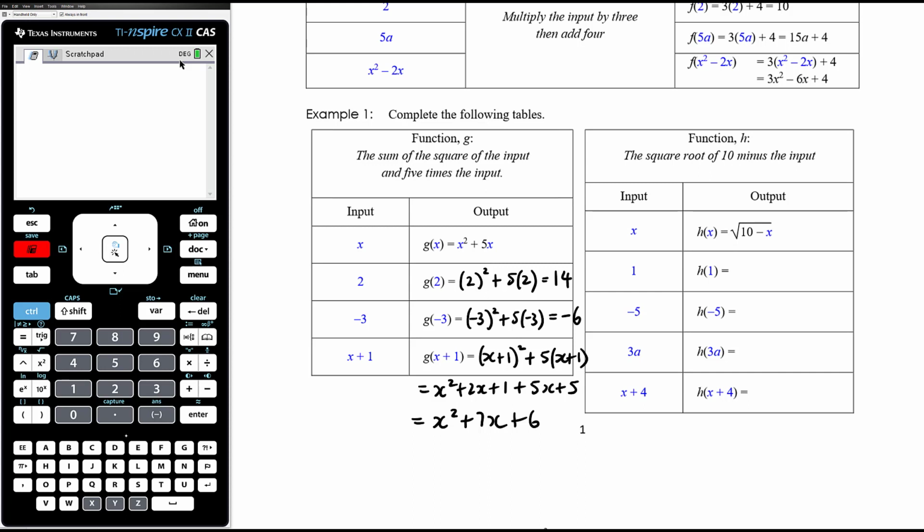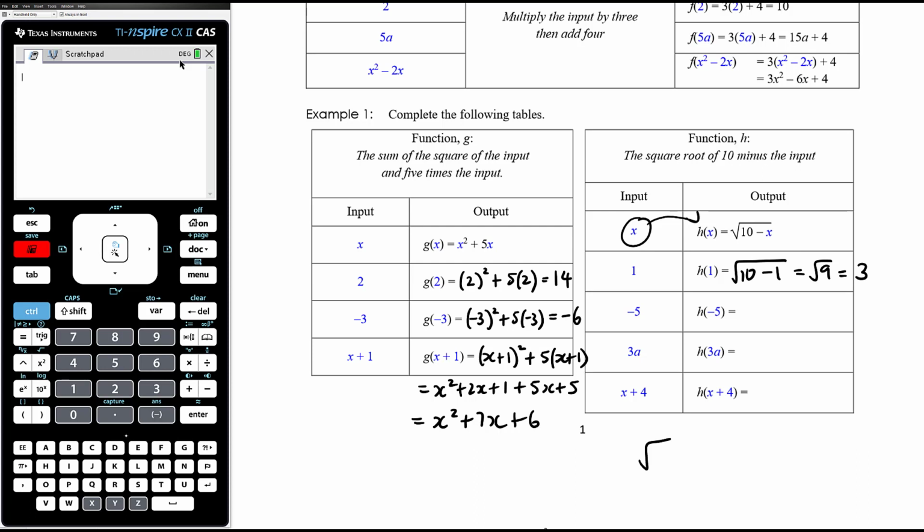Function h, a different function called h, is the square root of 10 minus the input. So if the input is x, h of x, doing function h to x, is taking the square root of 10 minus x. Square root of 10 minus the input, and the input is x. If the input is 1, h of 1, doing h to 1, means square root of 10 minus 1, which is square root of 9, which is 3.